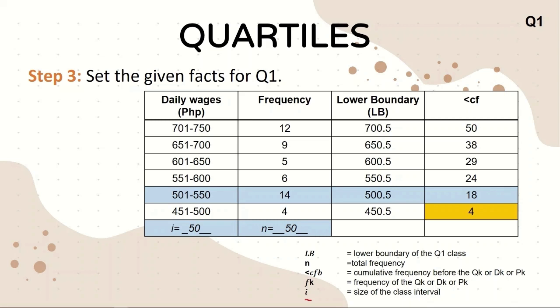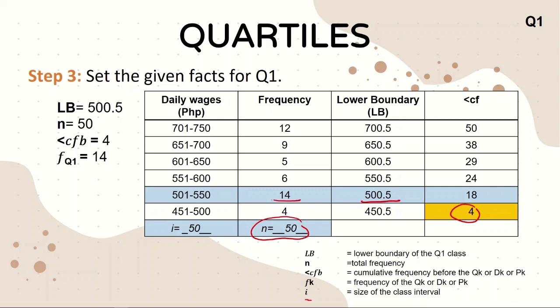Thus, the lower boundary is equal to 500.5, and n, which is the total frequency, is equal to 50. The less than cumulative frequency before the first quartile is equal to 4, and the frequency of the first quartile class is equal to 14. And the class interval i is equal to 50.